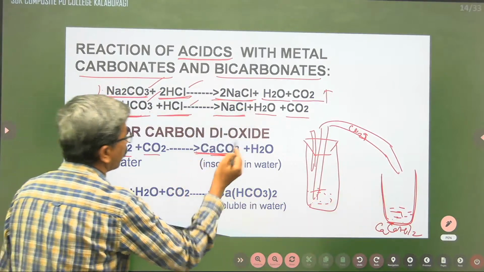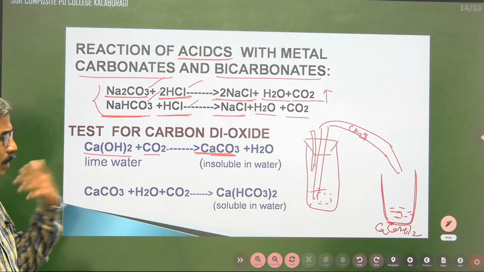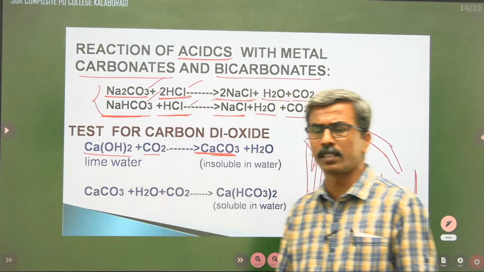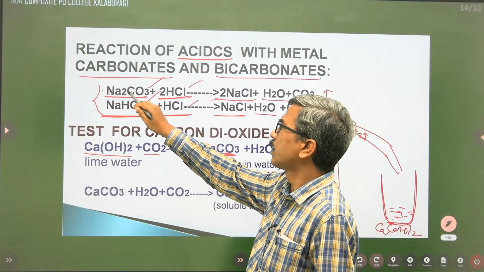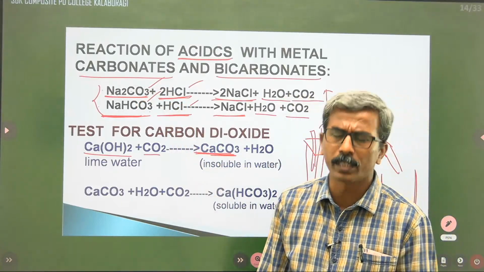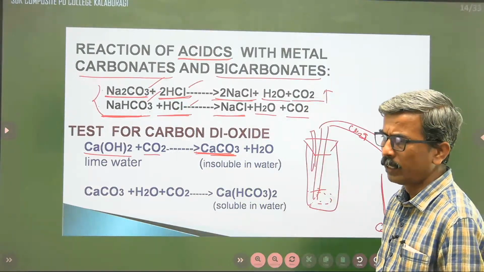This is the chemical reaction I have written. Okay. Now this is like an extra part, or it is even included in your textbook, that you can check. How are we going to confirm this? Acids are made to react with carbonates and bicarbonates, and they will produce carbon dioxide.